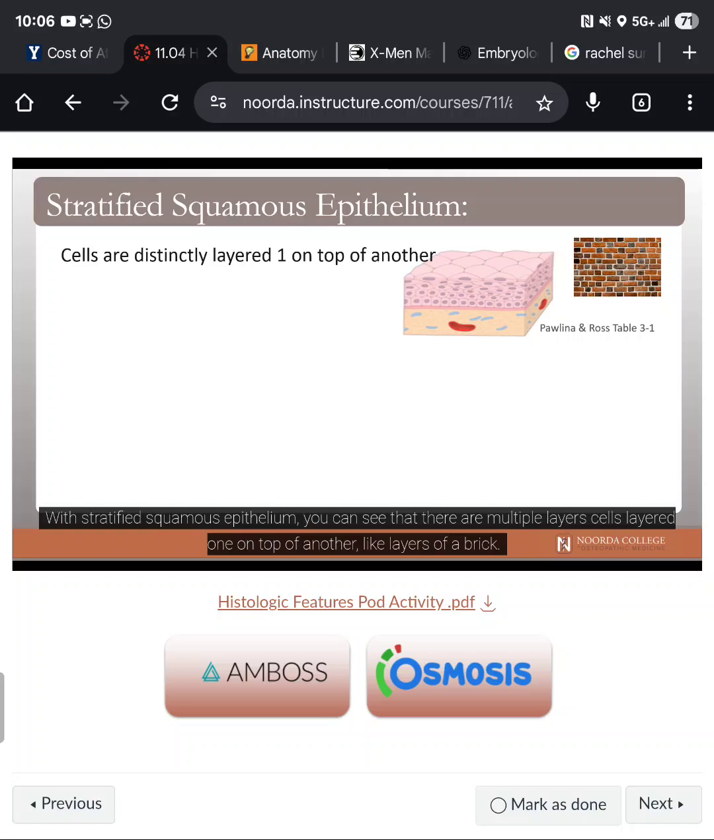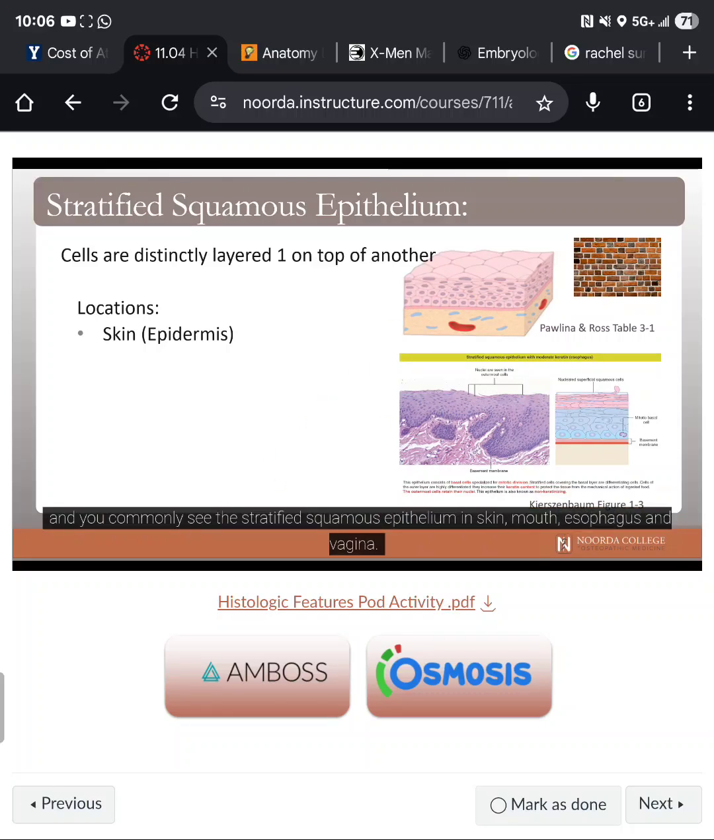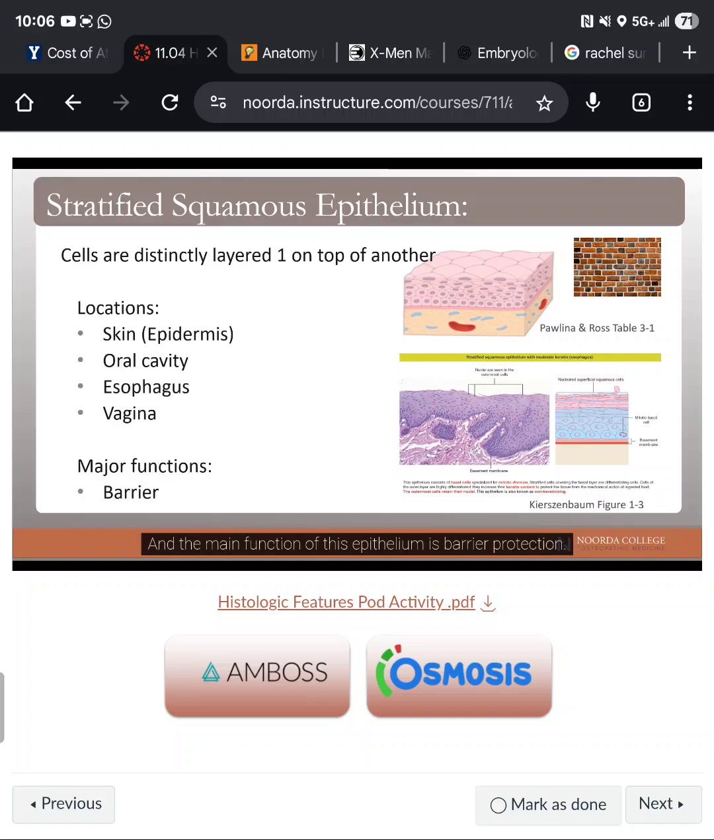With stratified squamous epithelium, you can see that there are multiple layers, cells layered one on top of another like layers of a brick. You can also see that the basal cell here is connected to the underlying basement membrane. And you commonly see the stratified squamous epithelium in skin, mouth, esophagus, and vagina. And the main function of this epithelium is barrier protection.